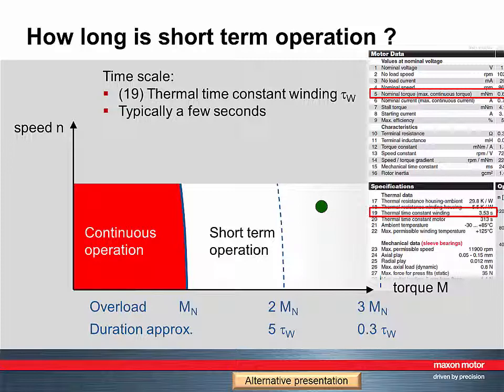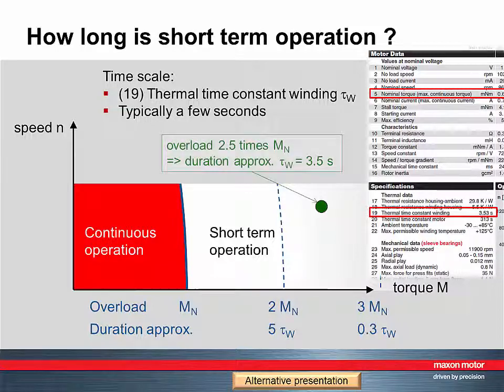Now, how to read this diagram? At torques up to about twice the nominal torque, overload can be quite long, 20 seconds for a small motor up to several minutes for large Maxon motors. At an overload of 3 times the nominal torque, duration, however, is already quite short. It's shorter than this thermal time constant. The load torque in our case is about 2.5 times the nominal torque. As a rule, the maximum duration amounts to about just this thermal time constant. So it is 3.5 seconds.